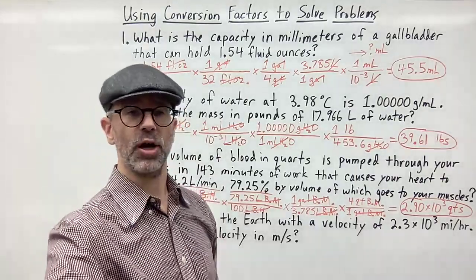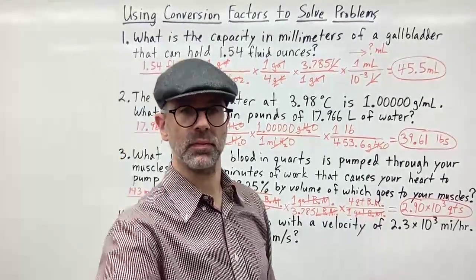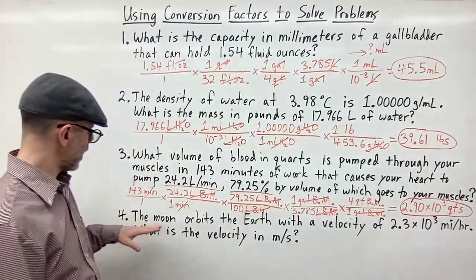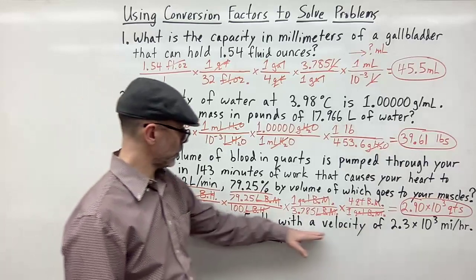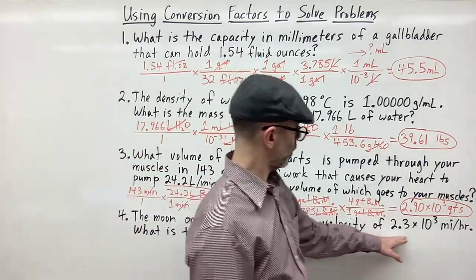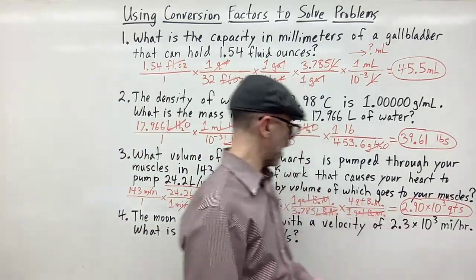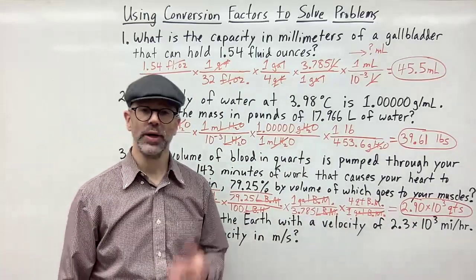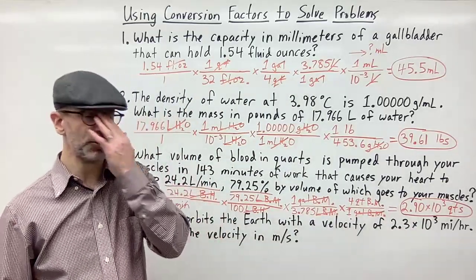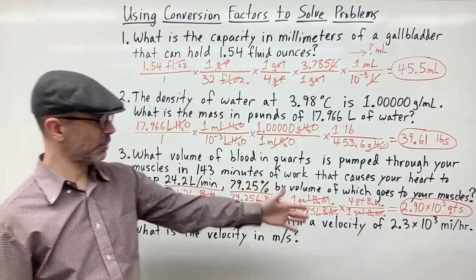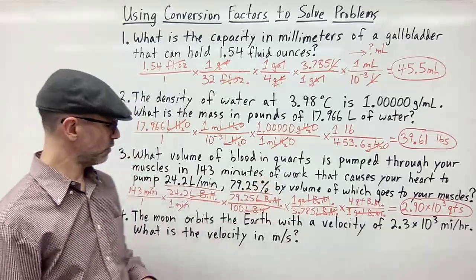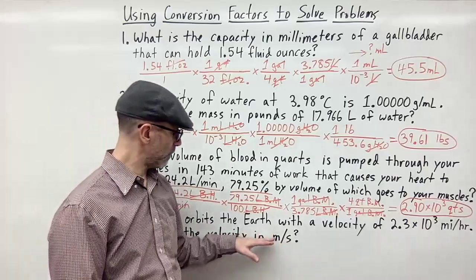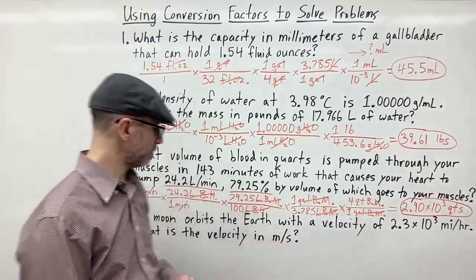So now for number 4. So this is our last problem. The moon orbits the earth with a velocity of 2.3 times 10 to the third miles per hour. What is the velocity in meters per second? So here it's a little bit of a different problem. Here they're giving us a velocity in miles per hour. They want us to convert that velocity to meters per second.